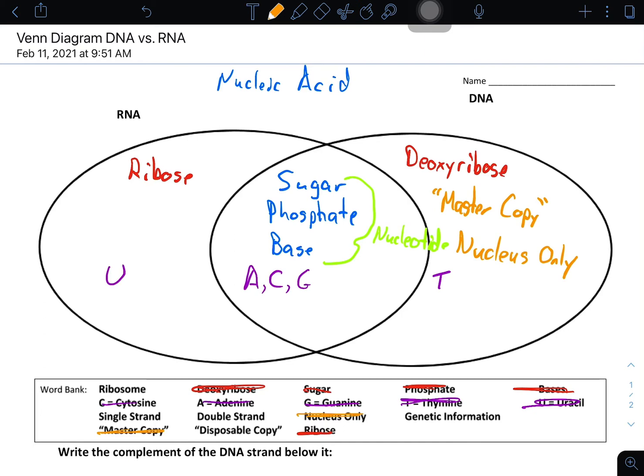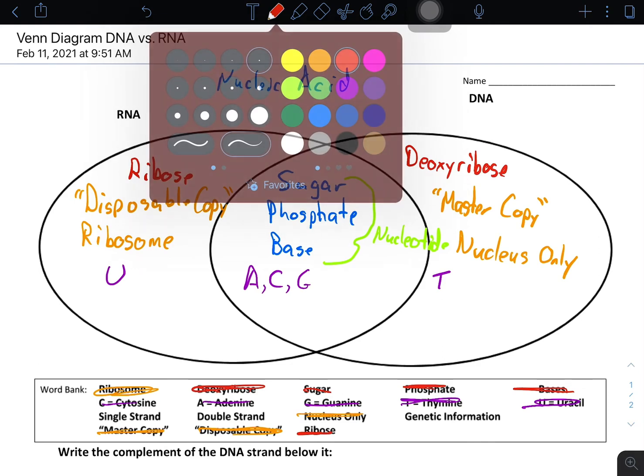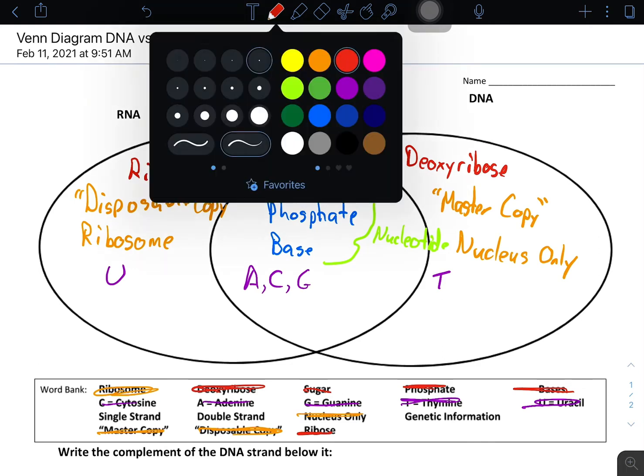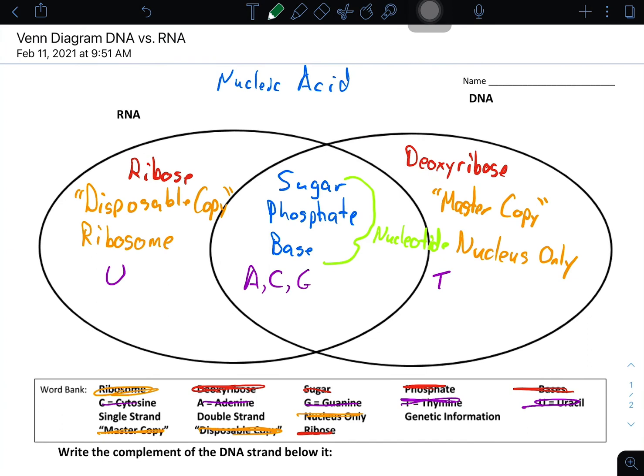Whereas RNA is a disposable copy. When they're done, we can break it down and destroy it. And this is something that leaves the nucleus. That disposable copy will leave the nucleus and go and assemble amino acids to make proteins on the ribosome.